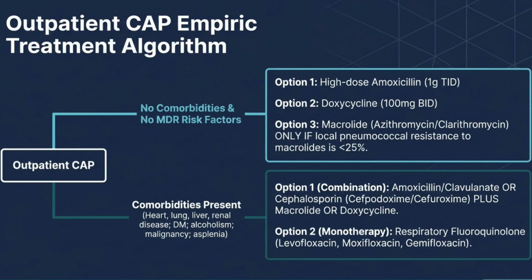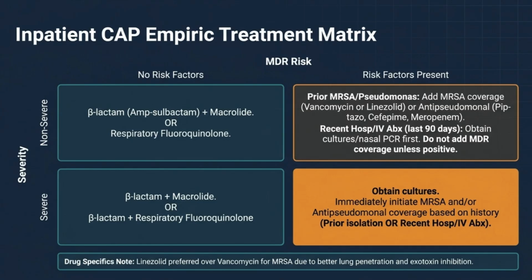If they had an antibiotic in the last 3 months, select an agent from a different class. Inpatient community-acquired pneumonia patients, empiric treatment. For non-severe inpatients, a beta-lactam plus a macrolide is the gold standard. If a multidrug-resistant risk is present, prior MRSA or Pseudomonas, you must add coverage immediately.